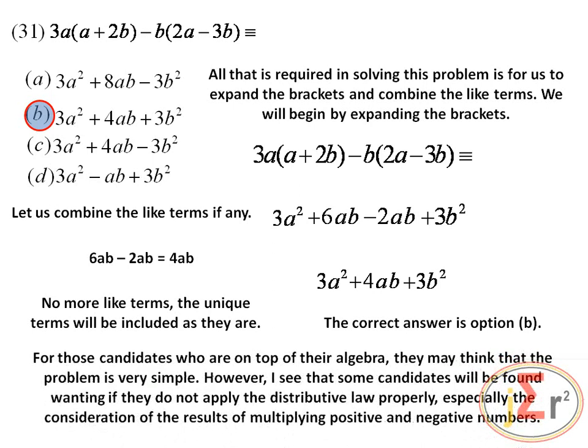For those candidates who are on top of their algebra, they may think that the problem is very simple. However, I see that some candidates will be found wanting if they do not apply the distributive law properly, especially the consideration of the results of multiplying positive and negative numbers. So in this particular problem, we need to consider the distributive law. That is one serious thing that we need to consider, and also the result of adding or subtracting, and the multiplication of directed numbers, positive and negative numbers. If we are sharp on those two, the combination of positive and negative numbers and also the distributive law, then the solution of this problem may not be so elusive after all.